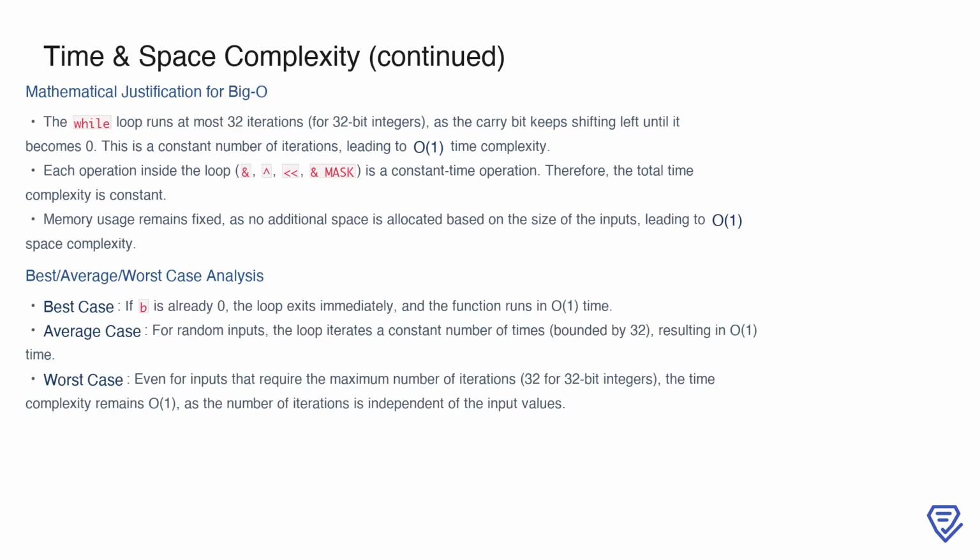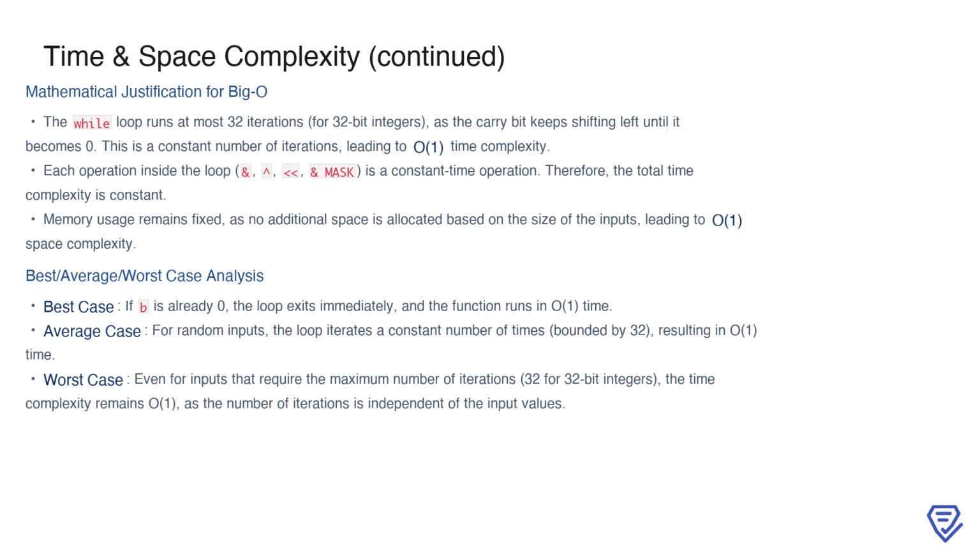The constant time complexity of the getSum function can be mathematically justified. The while loop runs for at most 32 iterations when working with 32-bit integers, as the carry bit shifts left and eventually becomes 0. This fixed number of iterations leads to an O(1) time complexity. Each operation inside the loop, such as bitwise AND, XOR, left shift, and masking, is performed in constant time, further reinforcing the constant time complexity. On the space side, memory usage remains fixed at O(1) since no extra memory is allocated based on input size.